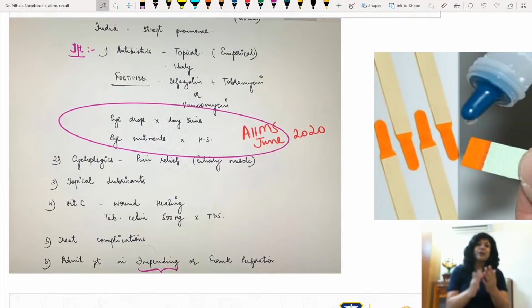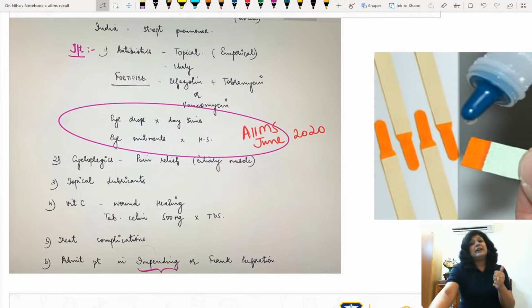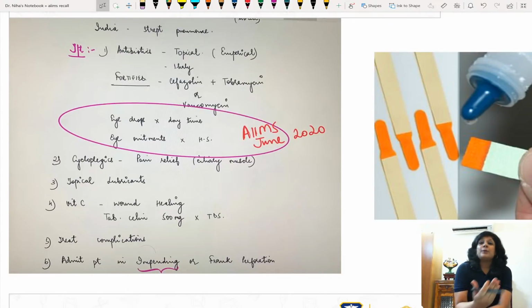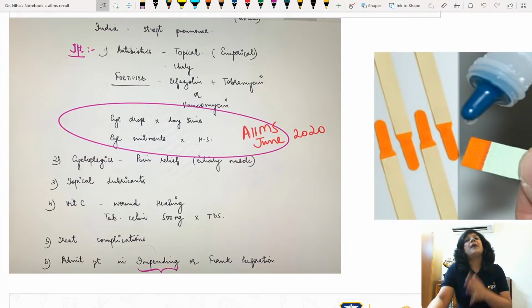Now, one more important thing I would like to tell you, because this time they have asked you this. Next time they may be asking you something else also. If you remember, I always tell you that whenever we start the treatment of corneal ulcers, we always start them on an empirical basis. We have the option that we can go for the culture and the sensitivity, and obviously that will give you great results, and you can give the antibiotic accordingly. But most of the times it is not done, and we usually start the treatment on an empirical basis.